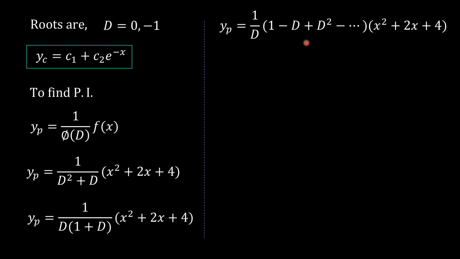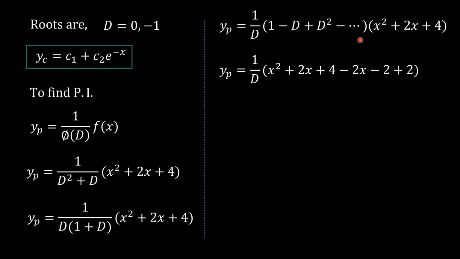Now, of these infinitely many terms, we are going to consider only these three terms and operate them on this function x squared plus 2x plus 4. These are very simple derivatives. Evaluate them. If we operate 1 on x squared plus 2x plus 4, it will be as it is. Then if we operate minus D on this function, it will be 2x plus 2, with minus sign, minus 2x minus 2. And if we operate D squared on x squared plus 2x plus 4, it will give us the derivative 2.